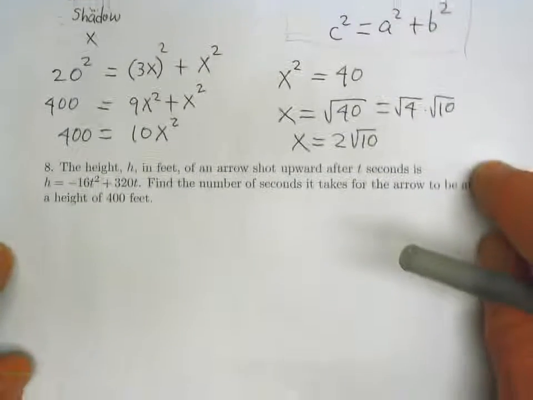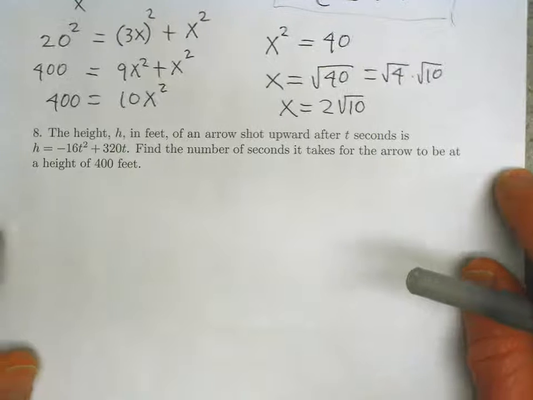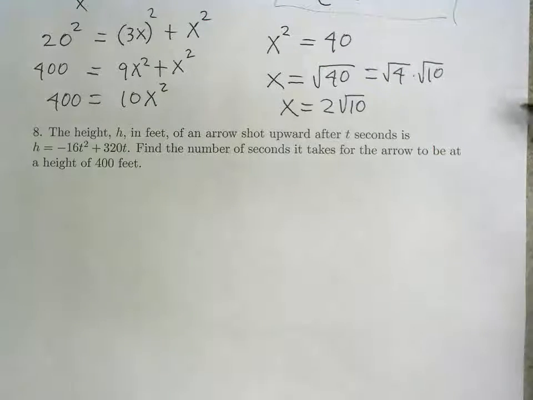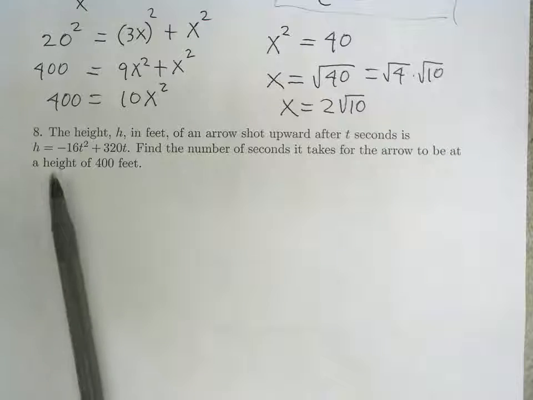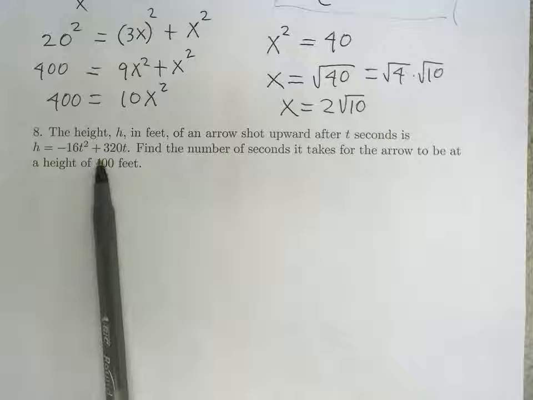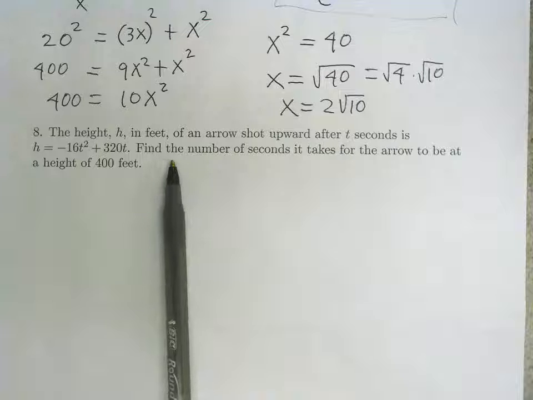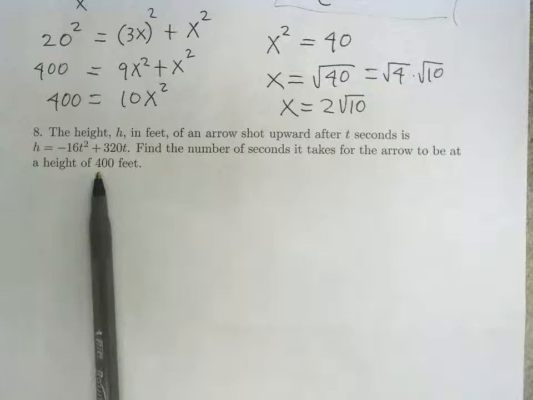Okay, the next problem, number 8. The height h in feet of an arrow shot upward after t seconds is h equals negative 16t squared plus 320t. Find the number of seconds it takes for the arrow to be at a height of 400 feet.